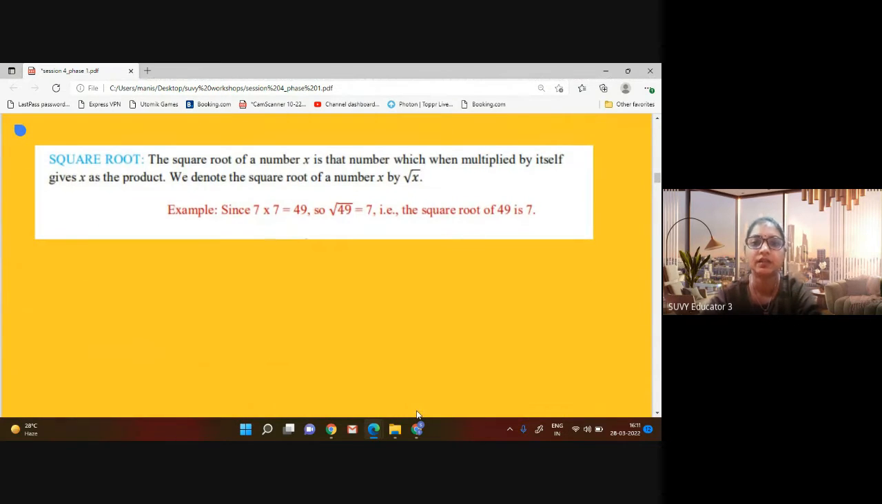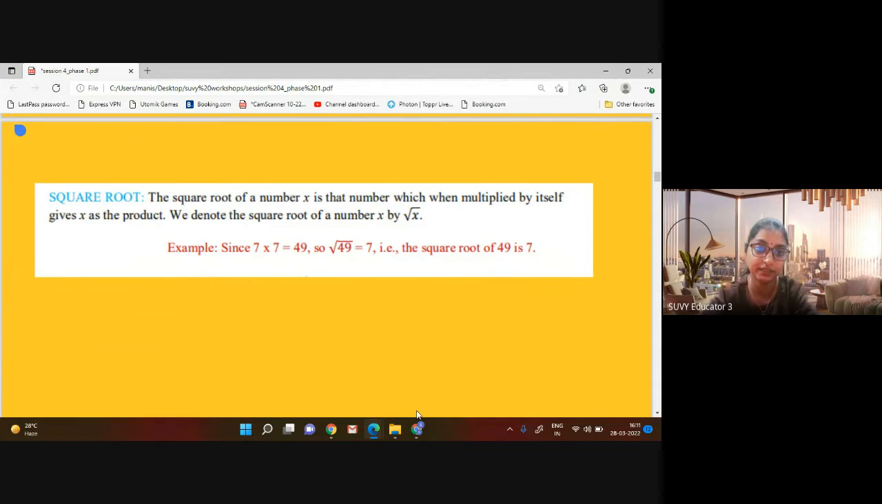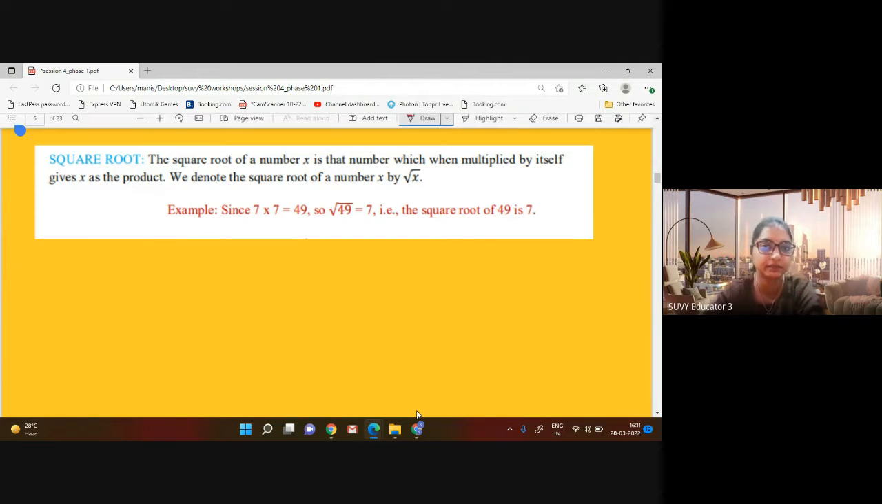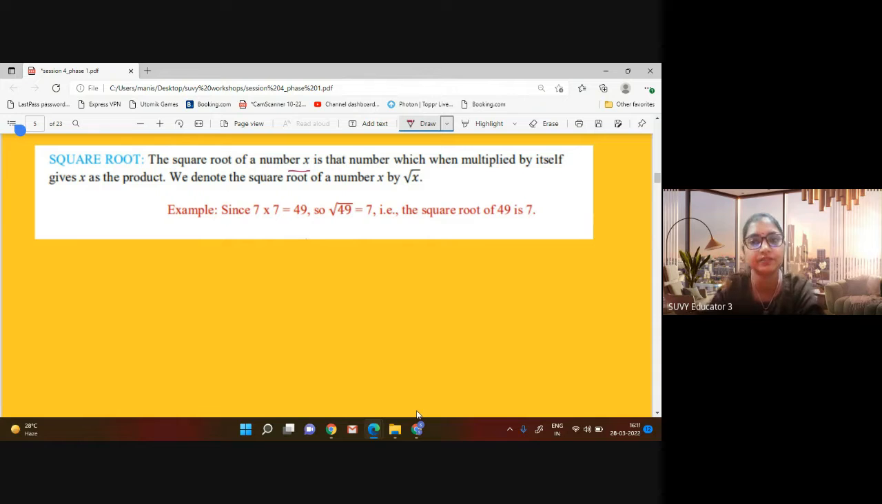So finding the square is the easier part. Now a little bit of confusion arises when we have to find the square root. So just have a look. The square root of a number x is a number which, when multiplied by itself, gives x as the product. So suppose you have to calculate the square root of 36. You can rewrite it as 6 into 6. So this will give me 6. So the square root of 36 is 6.